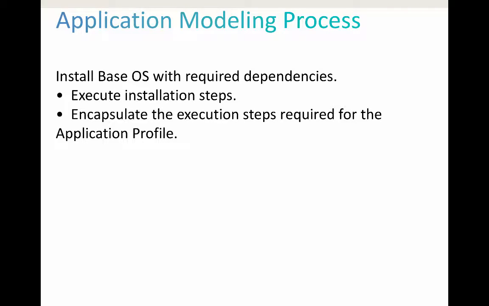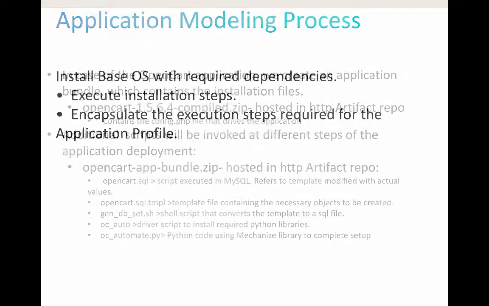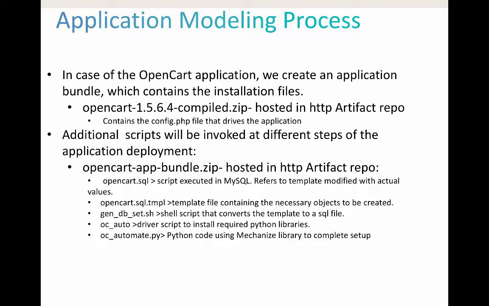First is install the OS, meaning required dependencies, execute installation steps, and encapsulate these execution steps required for the application profile. Now, for that reason, there are two parts. One is installation of the binaries, and the other one is making the scripts to make different components talk to each other and make it work. So we have to pull that information from somewhere, and I kind of explained that before.